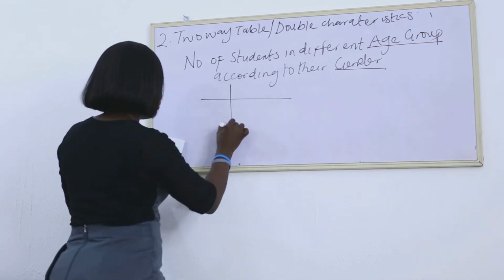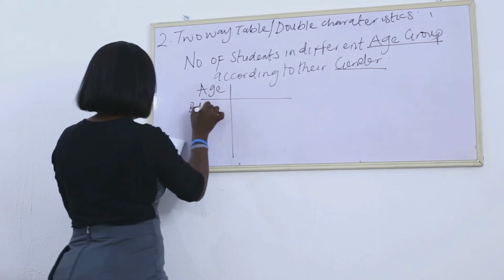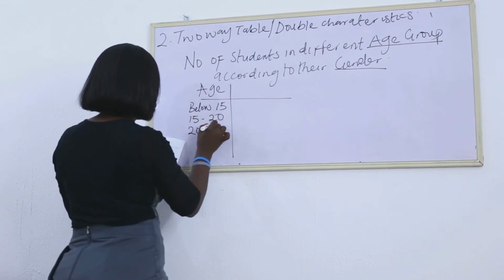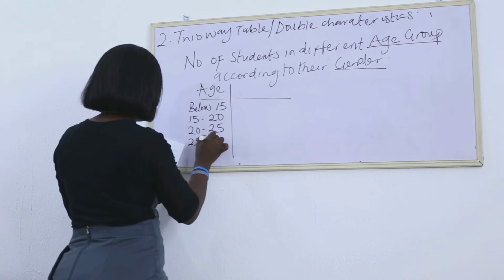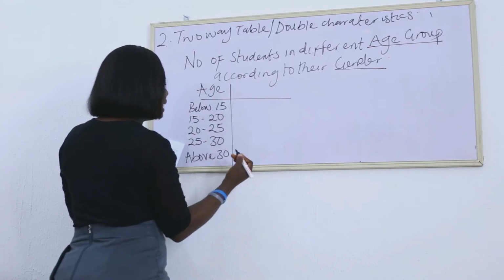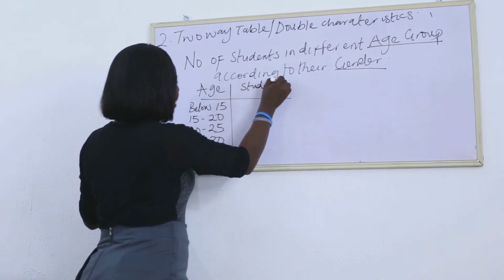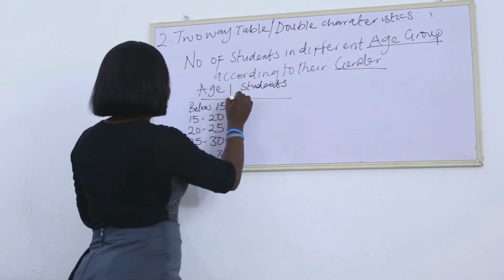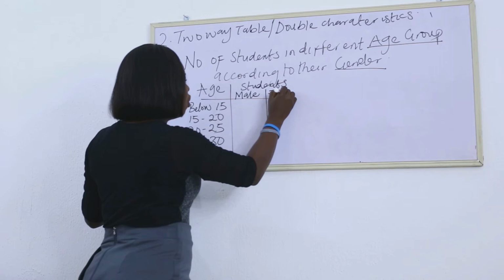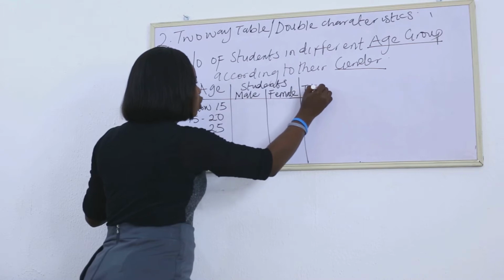Let me write it out. Their ages here. Ages, we said below 15, then 15 to 20, 20 to 25, 25 to 30, then above 30. And we said gender. If we are looking at gender, it can either be what? At least for this part of the world, gender can either be male or female. Then the total is also calculated out.